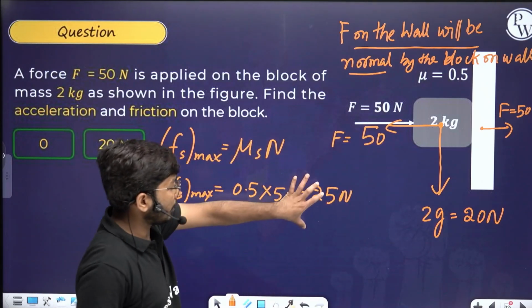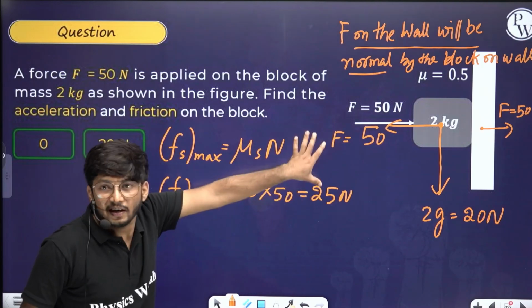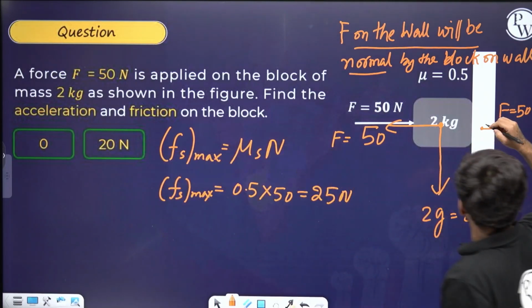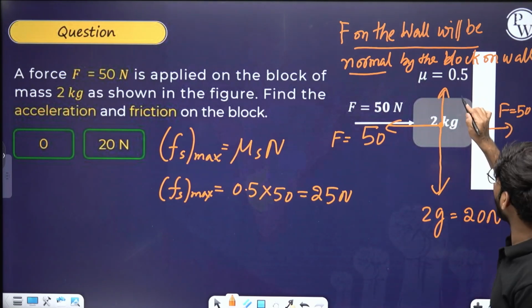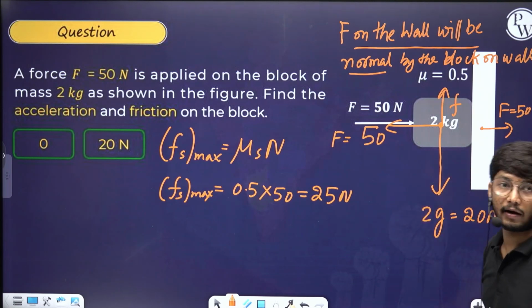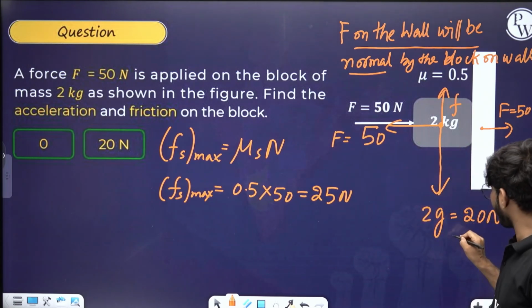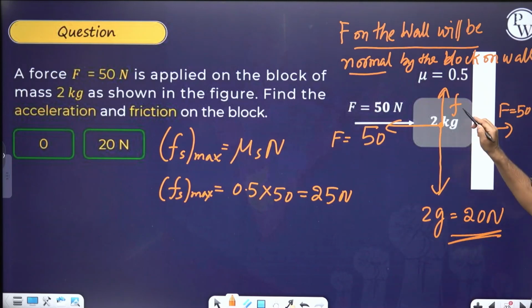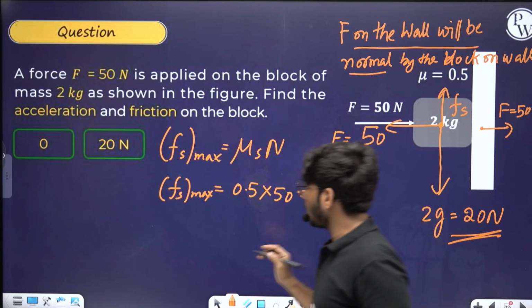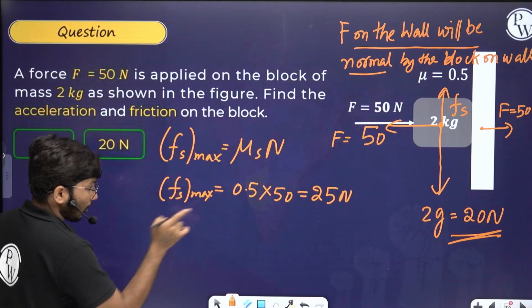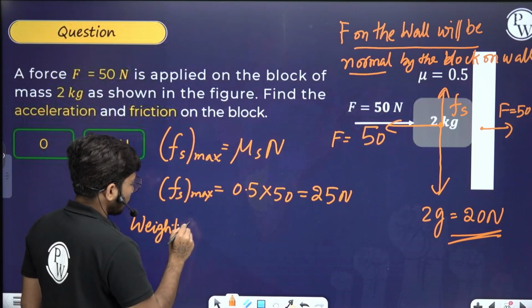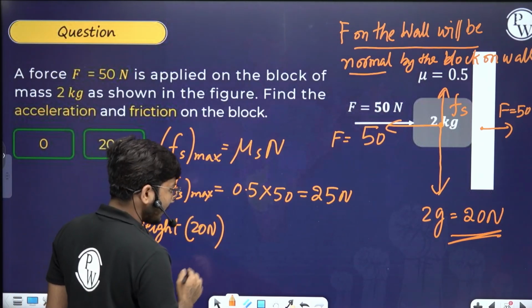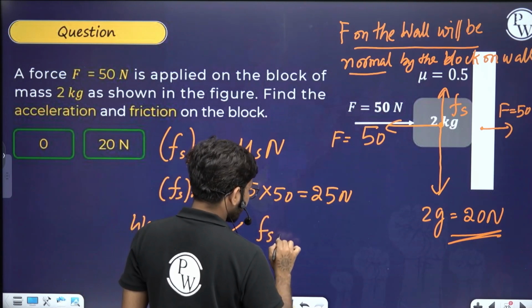Right? So in which direction is this 25 Newton acting? It is acting opposite to the relative slipping. So this Fs max is acting opposite to the relative slipping. But only 20 Newton is there, right? So there is going to be no acceleration. Why? Because the applied force, the weight which is 20 Newton, is less than Fs max.